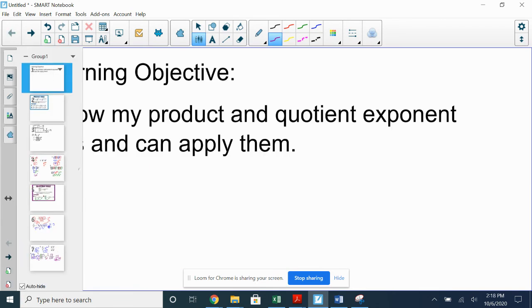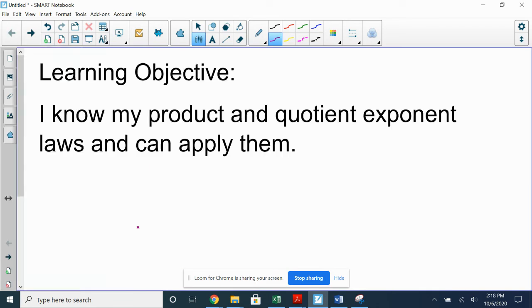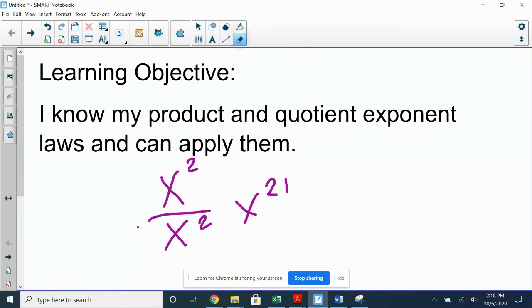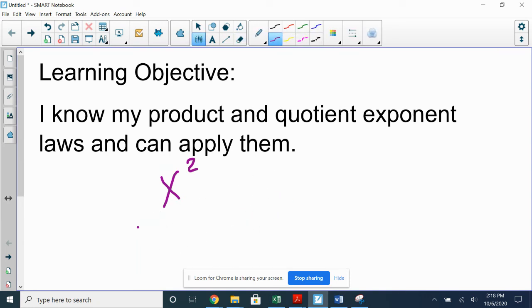So today we talked about our product and our quotient exponent laws. What our product law told us was that if we have a matching base, we keep that matching base. And I wrote it as division. Talking about the product rule, I wrote division. Silly Miss H. All right, so I have x to the power of 2 times x to the power of 2. When we are multiplying like bases, you keep that matching base, in this case x, and add your exponents. So x to the 2 plus 2 gives us x to the 4.